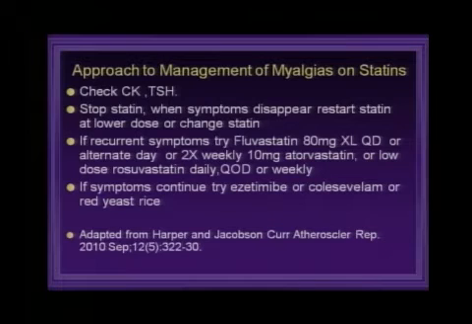Or you can try alternate day, 2 or 3 times weekly, rosuvastatin, which is a very, very potent statin and seems to be a little less muscle toxic than some of the others. You can do the same thing with the atorvastatin. If symptoms continue, then is when you move to adding ezetimibe or colesevelam or red yeast rice.